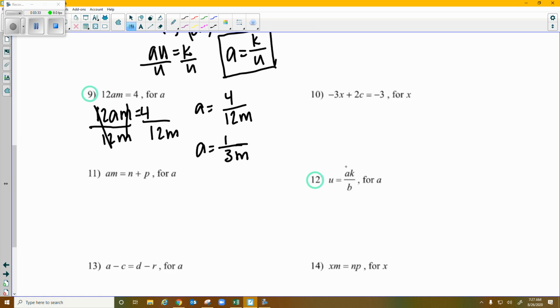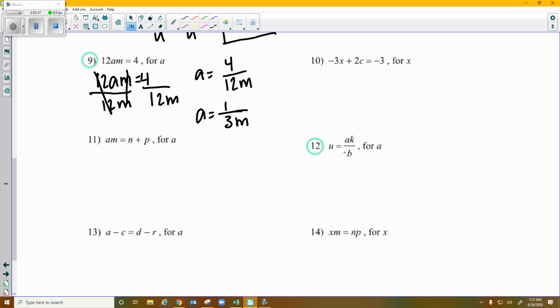Okay, so now number 12, another fraction, but this time the variable we're solving for is in the numerator. So just be mindful that when you have the variable you're solving for in the numerator, you can't access A until B is moved. Again, it's locked in place. So I need to move that B in order to unlock this A to isolate.